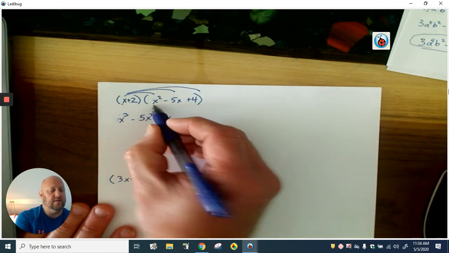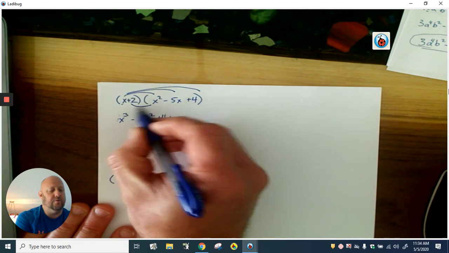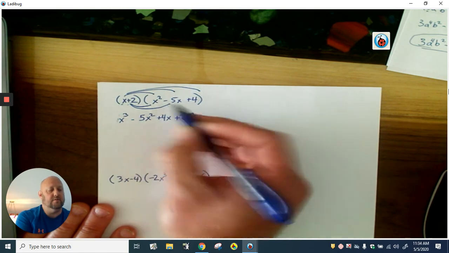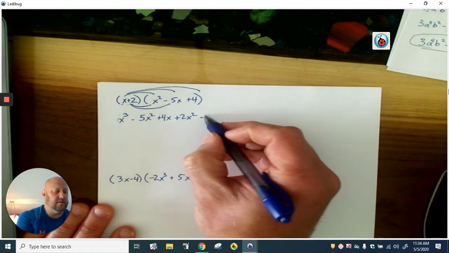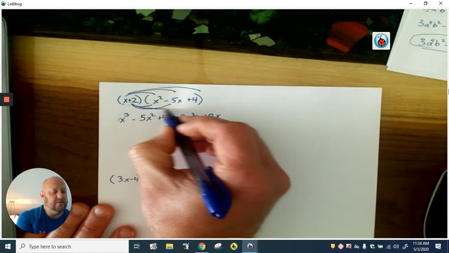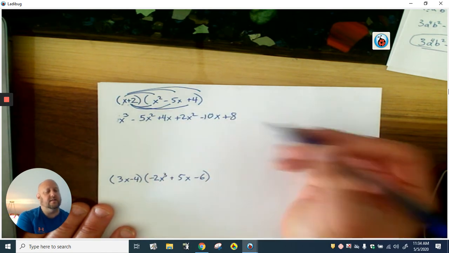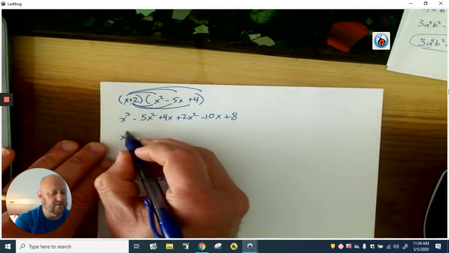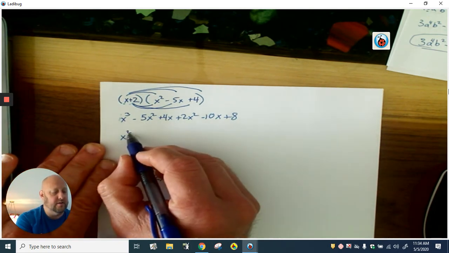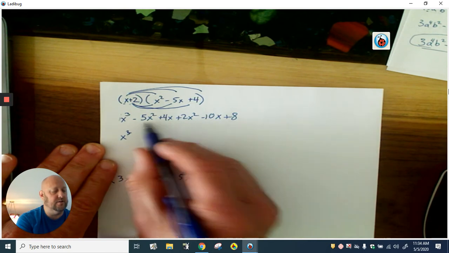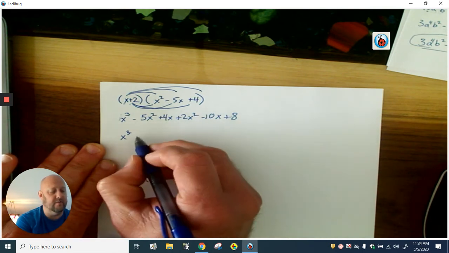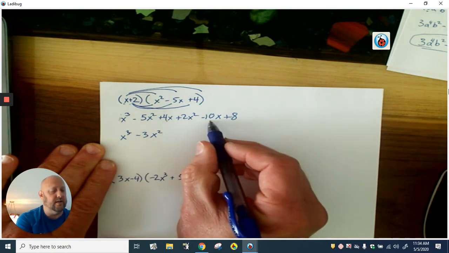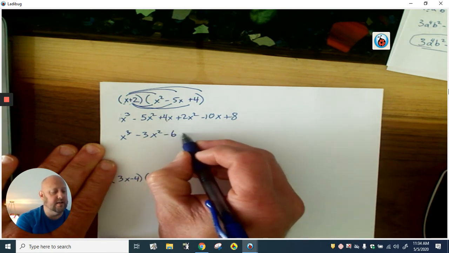The 2 times the x squared, when we multiply now the 2 through here, gives me 2x squared. Then the 2 has to get multiplied by the negative 5x, which makes negative 10x. And the 2 and the 4 makes 8. And then again, we look for like terms. So we have x to the 3rd. We have x squared there, so we have a negative 5 and a positive 2, makes negative 3 of those. We have a 4x, we have a negative 10x, which makes negative 6x.